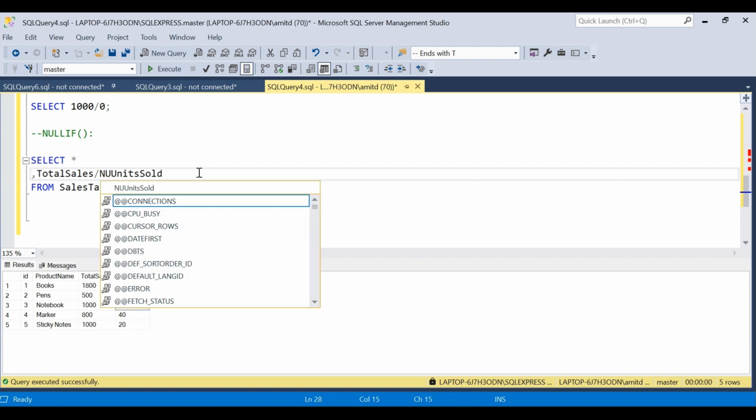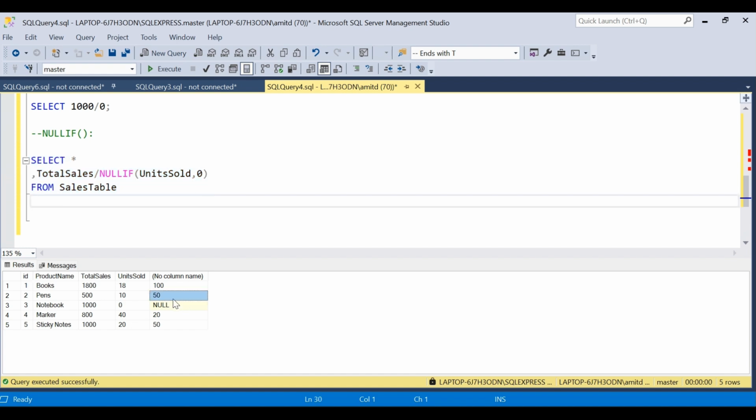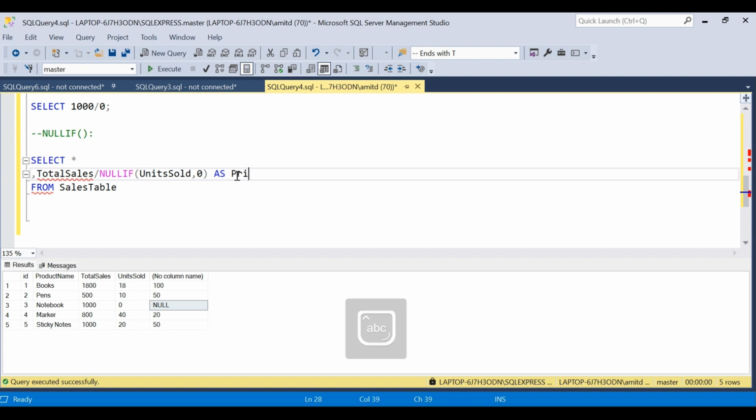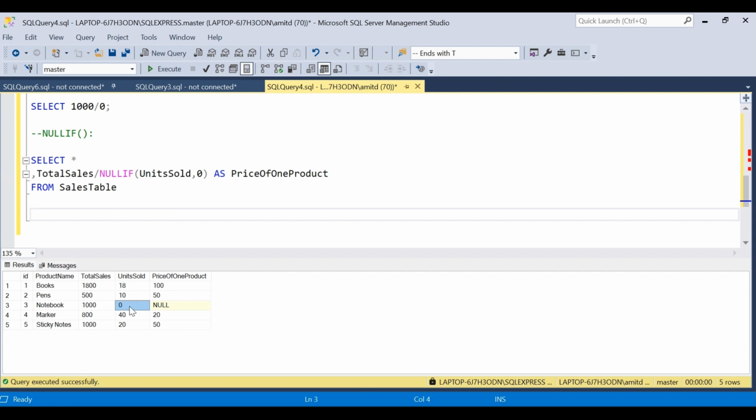So how we can do this is, NULLIF, we have one function NULLIF comma 0. I'll explain this in a bit. First run this one. See, the problem is solved. As price of one product. As is nothing but giving the alias, right? Kind of a nickname. So 1000 by 0 is null.